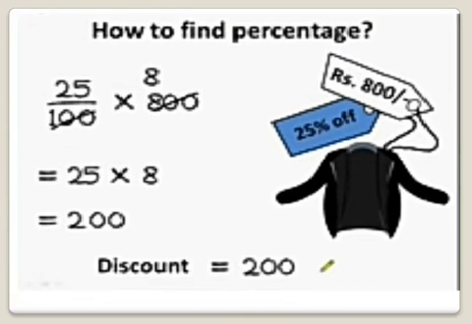Now in this example, a shirt is tagged as rupees 800 and 25% is off. That means we will get 25% discount on the purchase of a shirt worth rupees 800. So we will calculate 25% of 800. 25% means 25 upon 100 multiply by 800, simplify it, answer is 200. That is, on the purchase of this shirt we will get 200 rupees off.